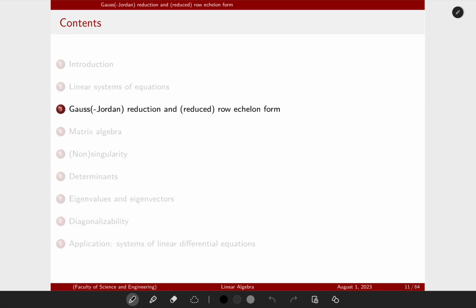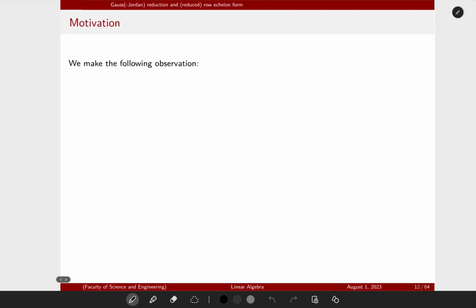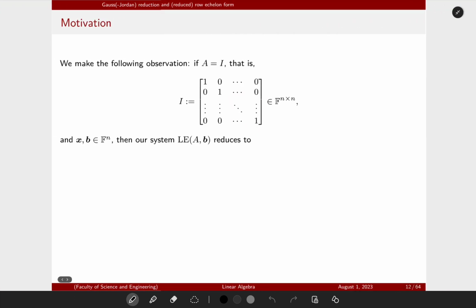Now, let's get started on the third topic in my lectures, which is Gauss-Jordan reduction and reduced row echelon form. So let's get started. We first want to motivate a bit why we are interested in Gauss-Jordan reduction before I explain what it is. So we make the following observation.